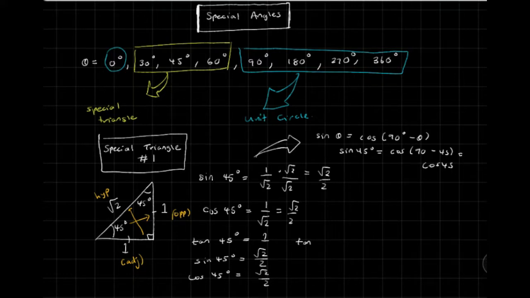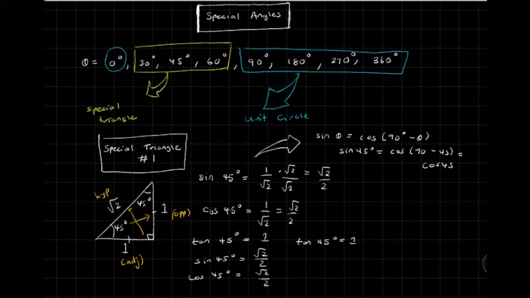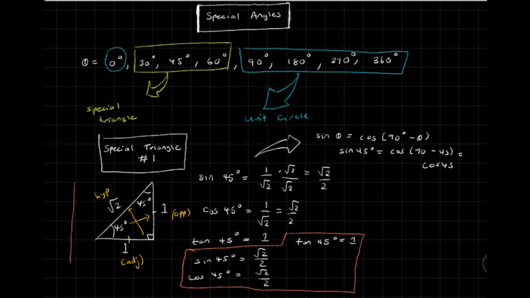And tan 45 degrees is 1. Okay, so those are the summary of our values for 45 degrees. I'm just going to make a box here. So make sure you guys memorize this, but really the idea is just memorize the special triangle here, right? So if you memorize the special triangle, you can actually come up with these values, right?